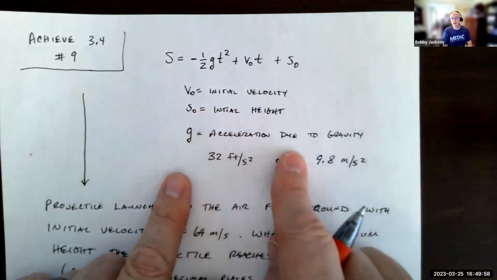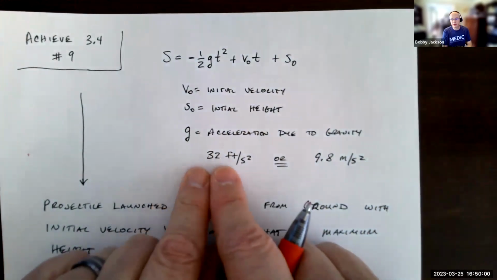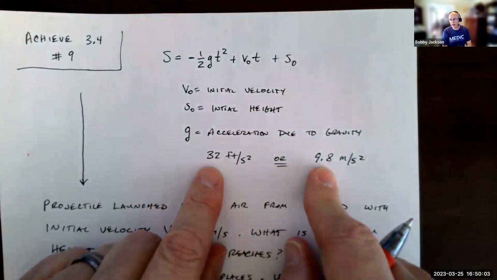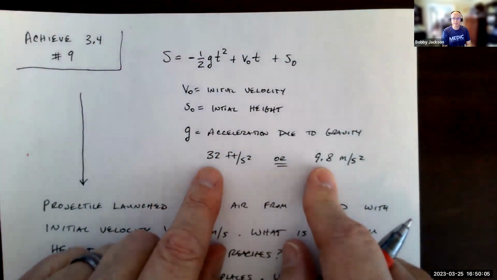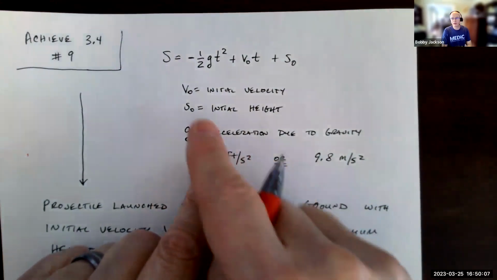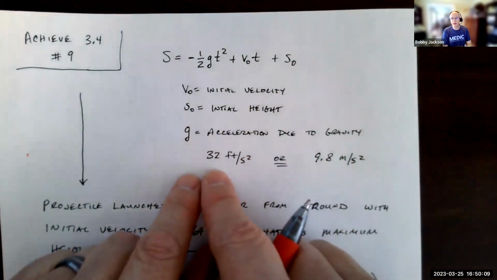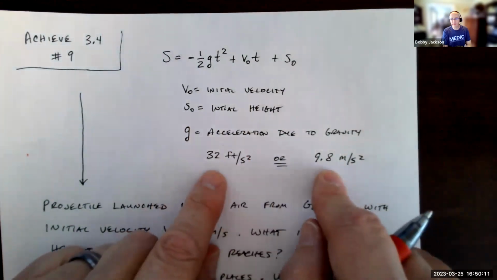G is the acceleration due to gravity. It's either 32 feet per second squared or 9.8 meters per second squared. A lot of times, if I'm giving a test, I'll just go ahead and plug in the appropriate value of G so you won't have to worry about it.